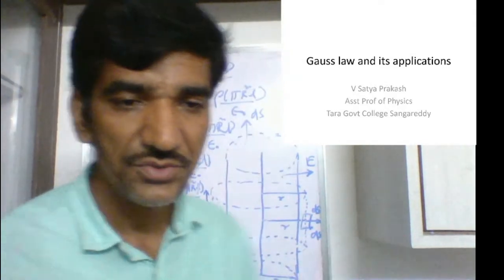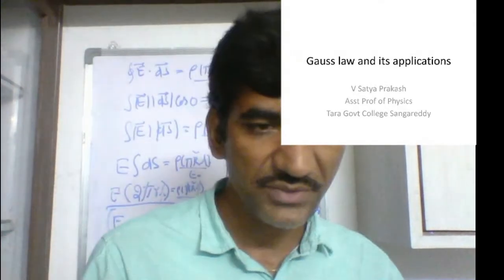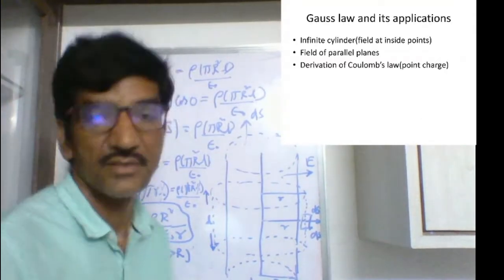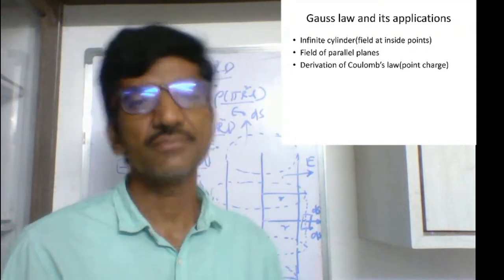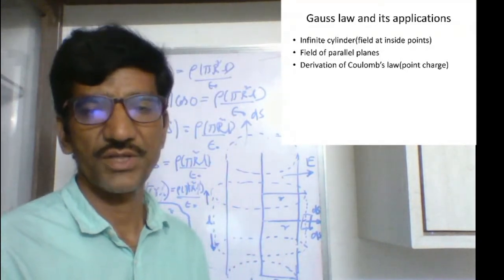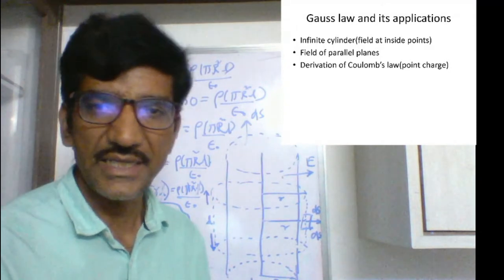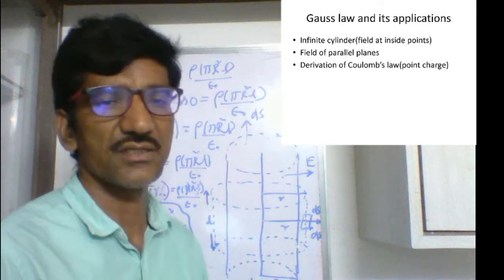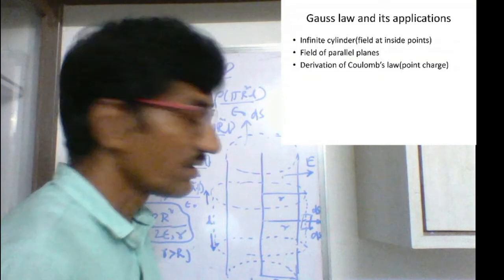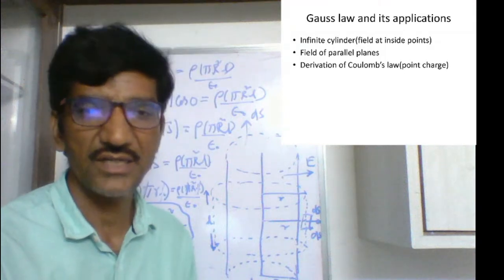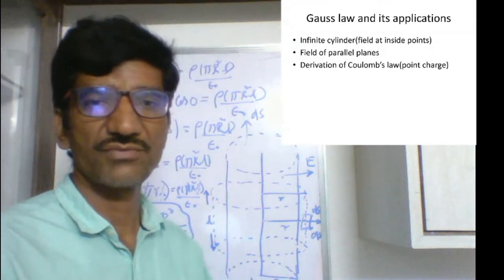Now I will show you the plan of today's class. In today's class, we are going to complete this infinite cylinder problem, and apart from that, we are also going to study the applications of the field of parallel planes and the derivation of Coulomb's law from the Gauss law of electrostatics. That means here our problem under consideration is a point charge. Now let us go for the first of these things, the infinite cylinder, which we already started yesterday and solved half of the problem.